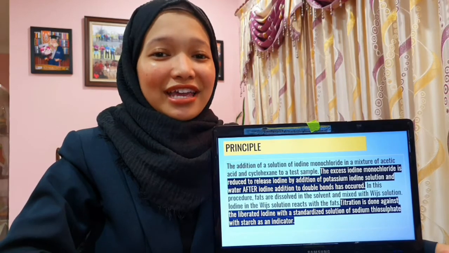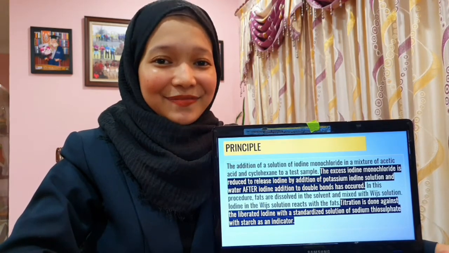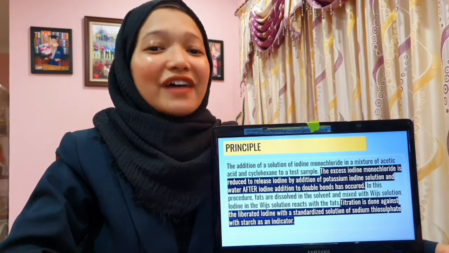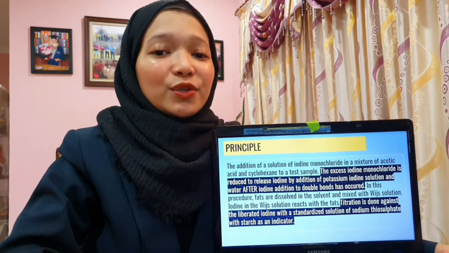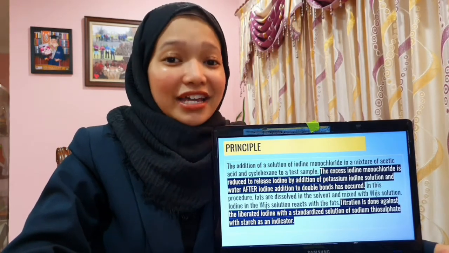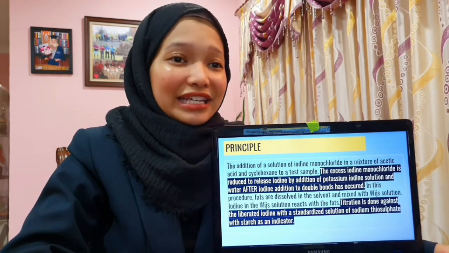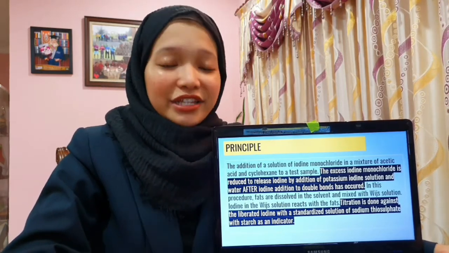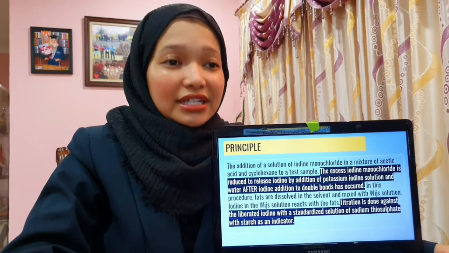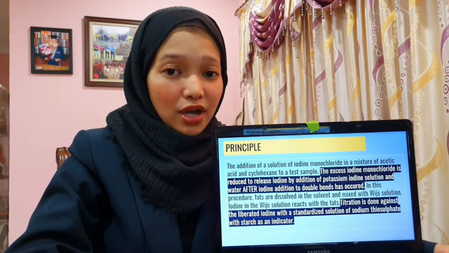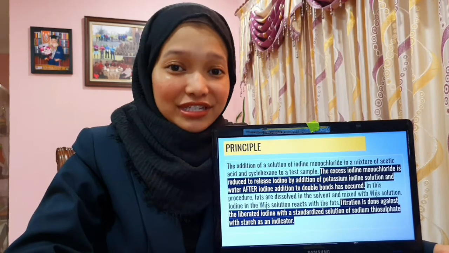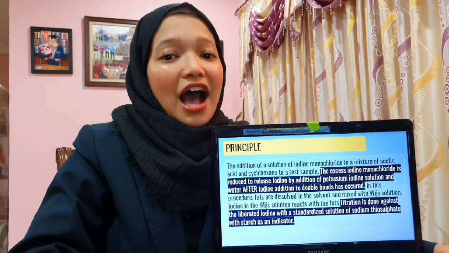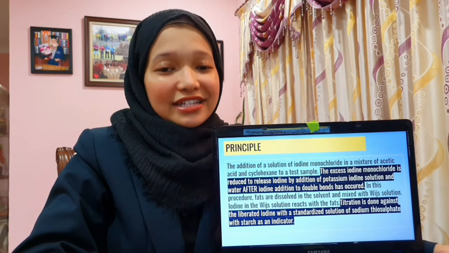Next, I will be talking about the principle of Wijs method. It is the addition of a solution of iodine monochloride in a mixture of acetic acid and cyclohexane to a test sample. The excess iodine monochloride is reduced to release iodine by addition of potassium iodide solution and water, after iodine addition to the double bonds has occurred. In this procedure, fats are dissolved in the solvent and mixed with Wijs solution. Iodine in Wijs solution reacts with the fats.